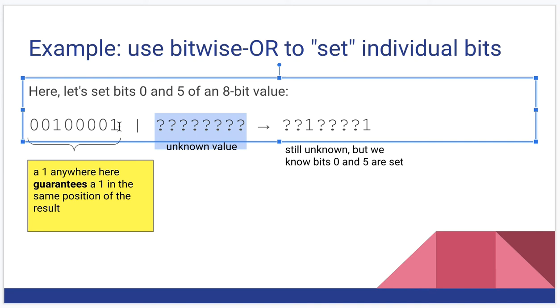So we OR it with a value where everything is 0 except bits 5 and 0. That will guarantee that when we OR it with something else, bits 5 and 0 will be set. We don't know what the others are. We don't care. But what we care about is that after this operation has occurred, those are both 1s.